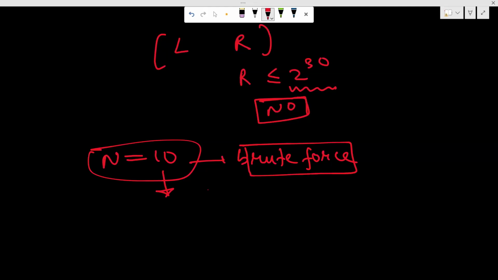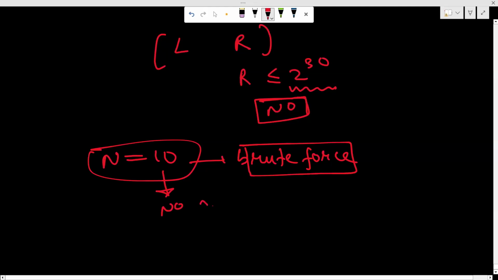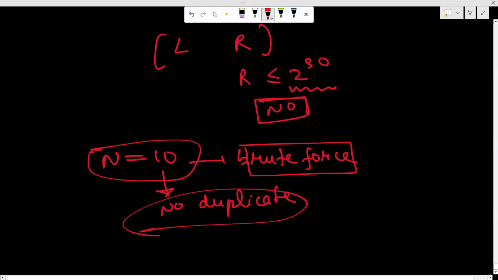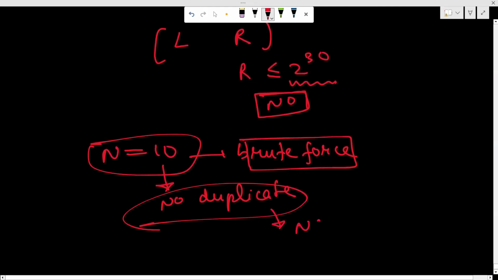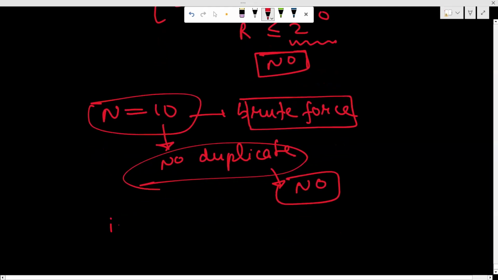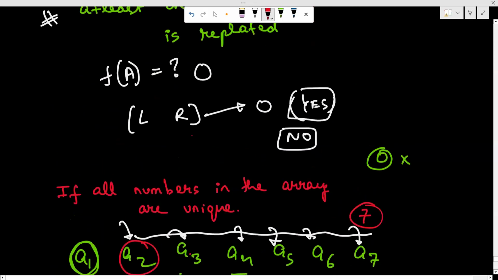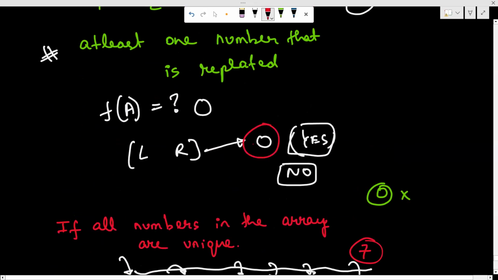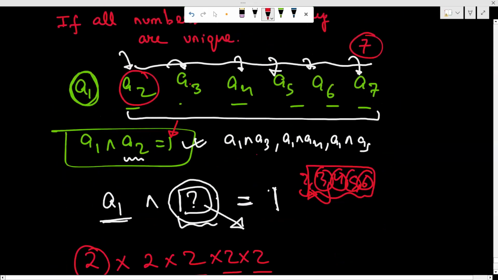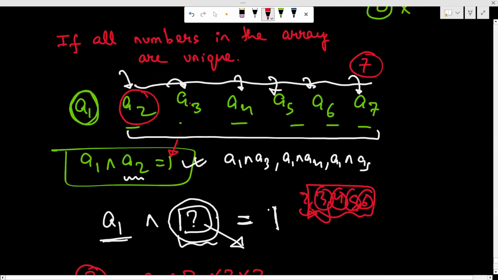I know that if there is no duplicate, the answer can never be less than or equal to R. It will always be greater than R. So in that case, I always printed no. And if there is a duplicate, then that condition is handled separately, that we discussed already, that the L and R range should include 0. And this is how actually we can solve this question.